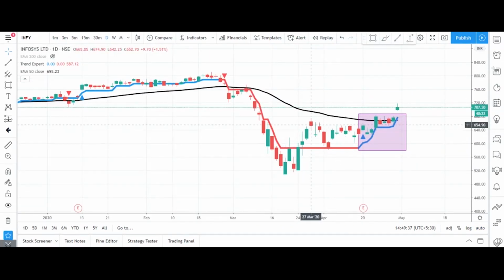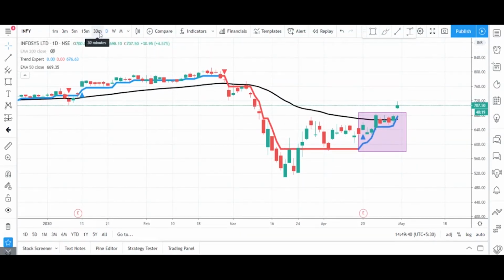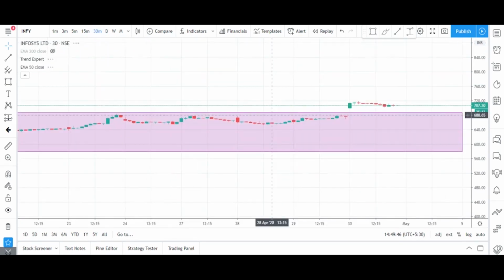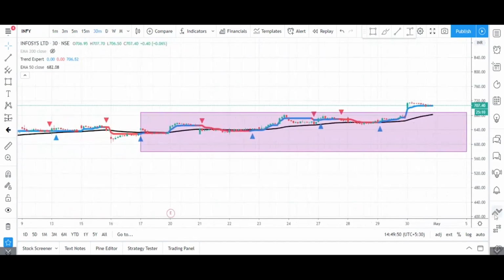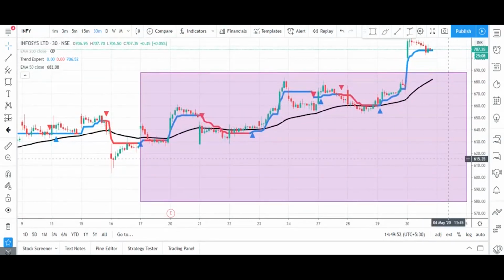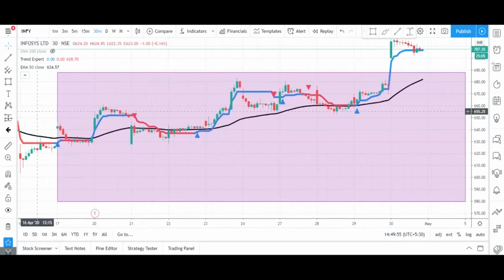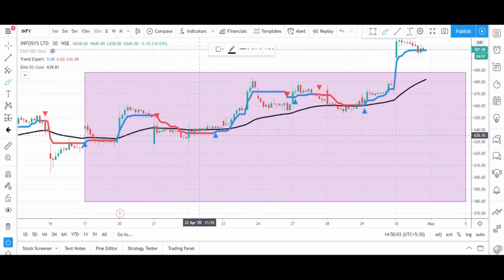So I'll move now to the 30 minutes chart. We have confirmed our signal, so this stock is now in uptrend, so we take only buying opportunities in our execution chart. This rectangular region is where the stock is in uptrend. So if you can see here, the stock came to the 50 days moving average line here, and the candle was near, and the trend of the stock was uptrend.